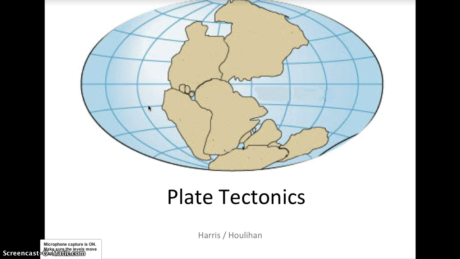At the top of the piece of paper, write today's date. I don't know what it is. Alright, then under that, write this term, plate tectonics. Plate tectonics. That's what this slide is about. This PowerPoint is about plate tectonics.